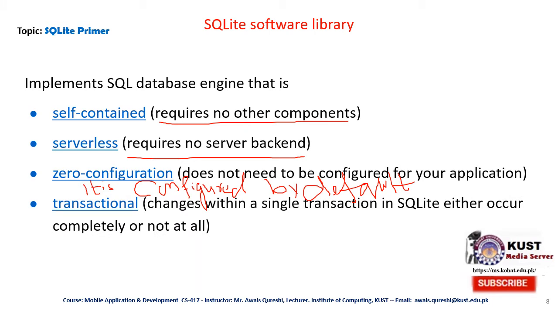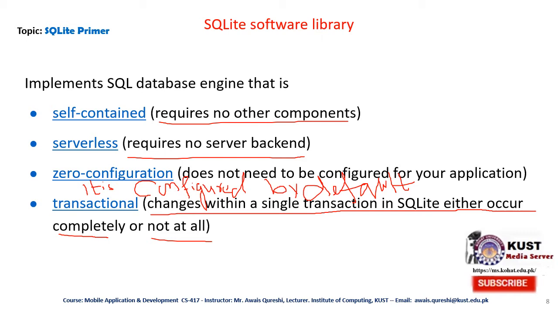Changes within a single transaction in SQLite either occur completely or not at all. So this is a property of a transaction, that a transaction will be completed either fully or not at all. So try to remember these points.